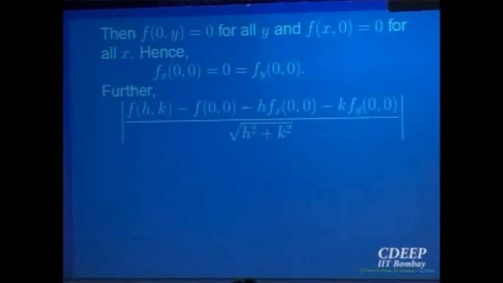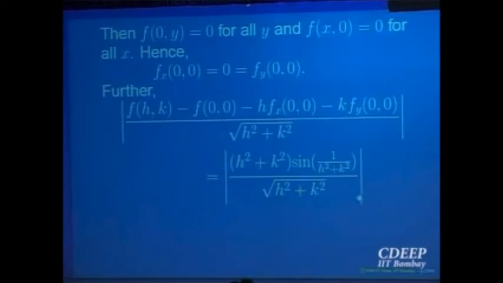Now let us look at the differentiability criteria. So we want to look at this object, f of hk minus f at 0, 0 minus h times fx at 0, 0 minus k times fy at 0, 0, divided by the square root of h square plus k square. The point is 0, 0. Both the partial derivatives are 0, so this term is 0, this term is 0, this term is 0 for this function. So f at hk is h square plus k square into sine of that, divided by the square root.